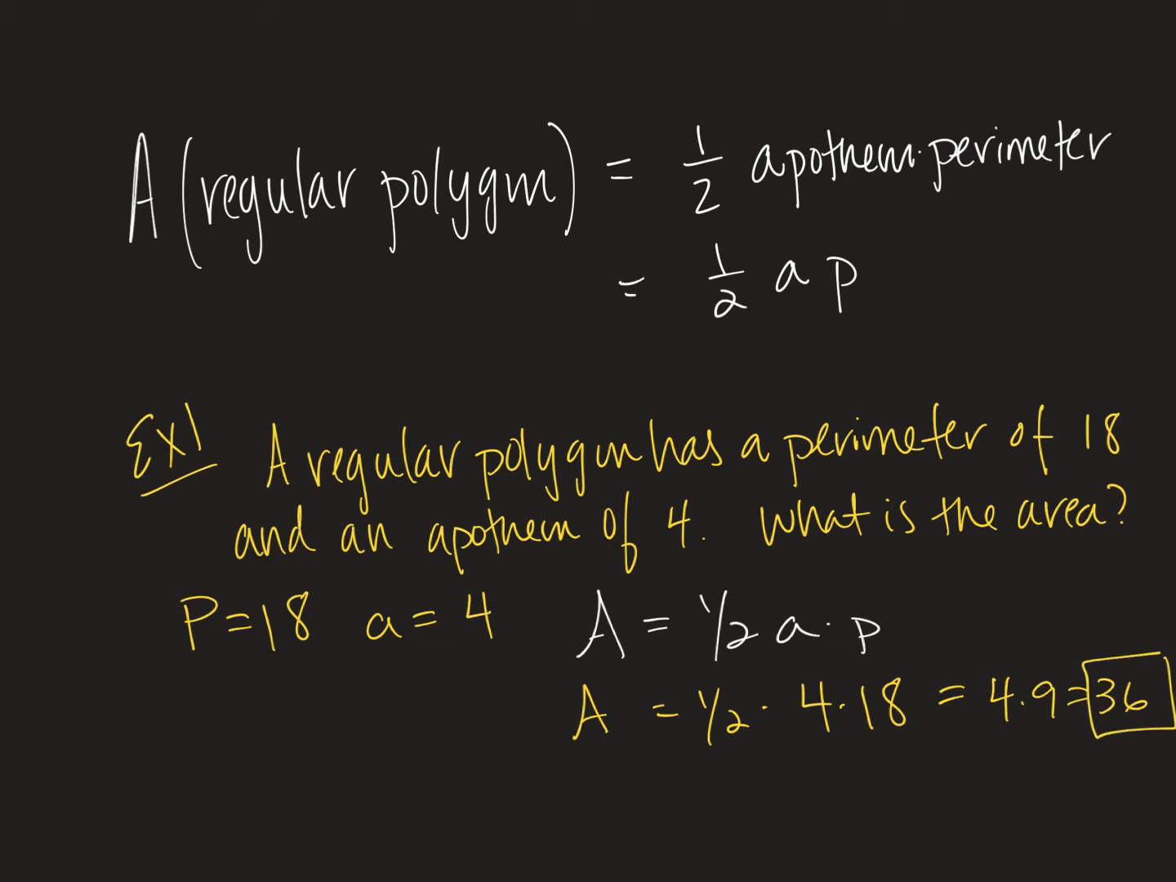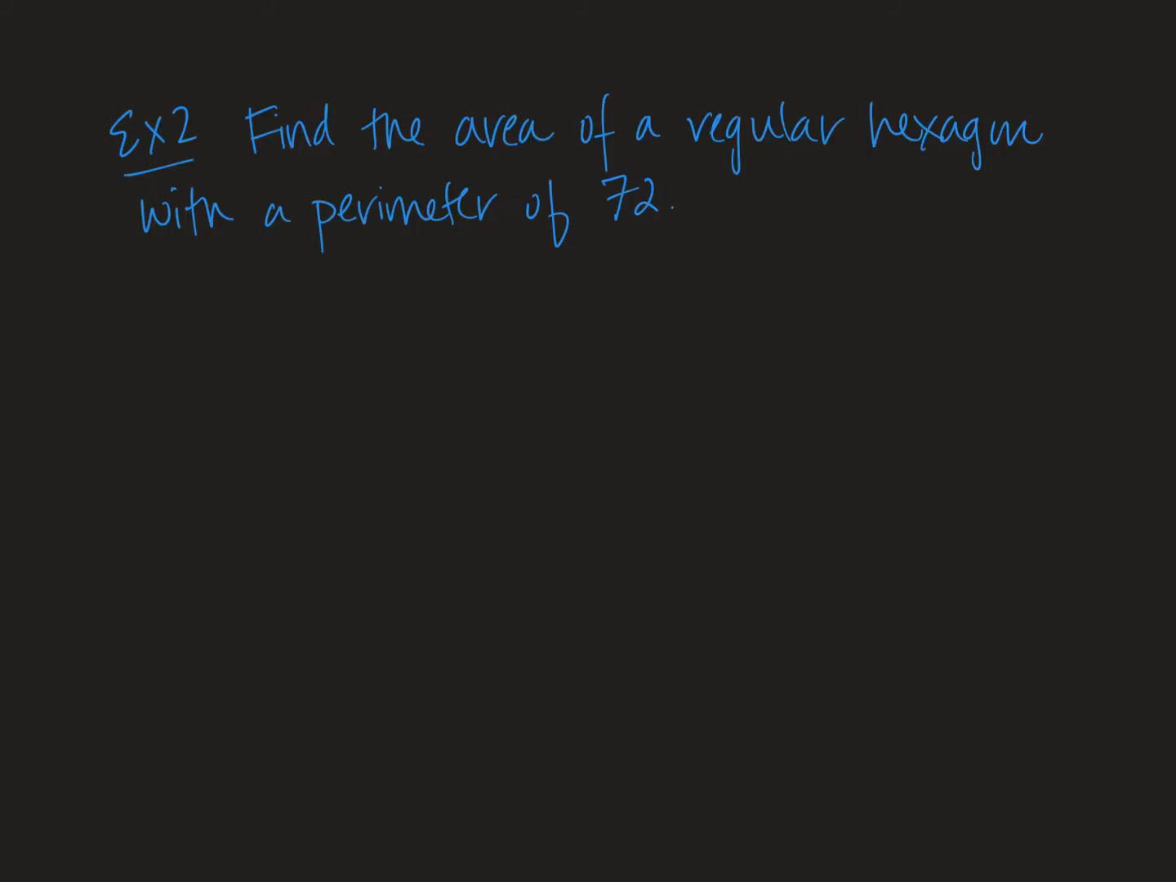So let's make them a little bit harder. Now we're going to find the area of a regular hexagon, and it tells me the perimeter. So I really need to find the apothem. But in order to find the apothem, I'm actually going to need to find a side length as well.